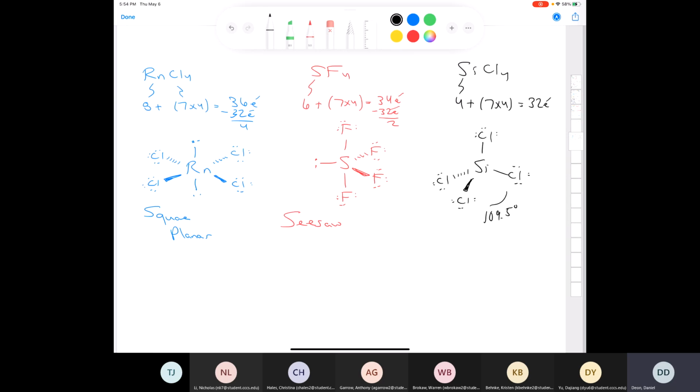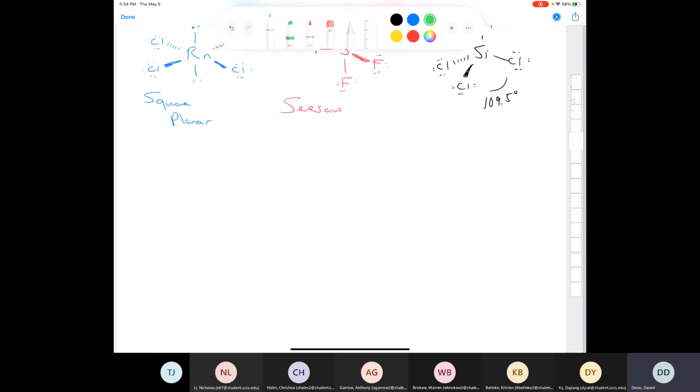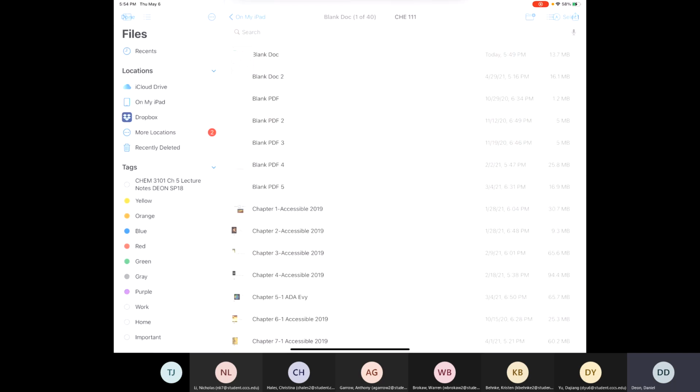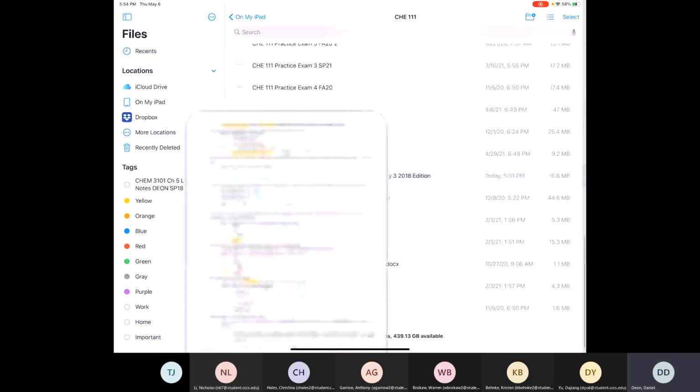And the last one is phosphorus tetrachloride. I'll help you with it in case you want to practice. PCl4. Okay, we have 5 valence electrons plus 7 times 4. Did I write it that way? Yeah, it must have a positive charge. That's not right. Let me go back here. That must be a typo.